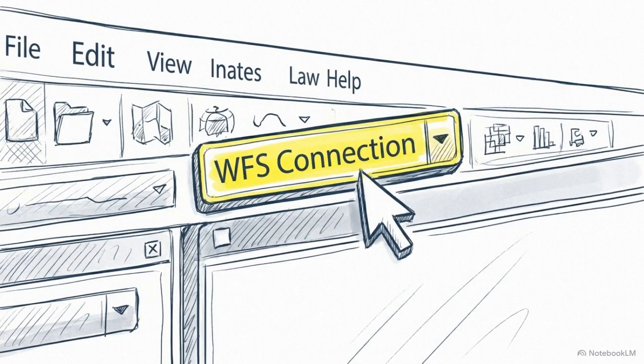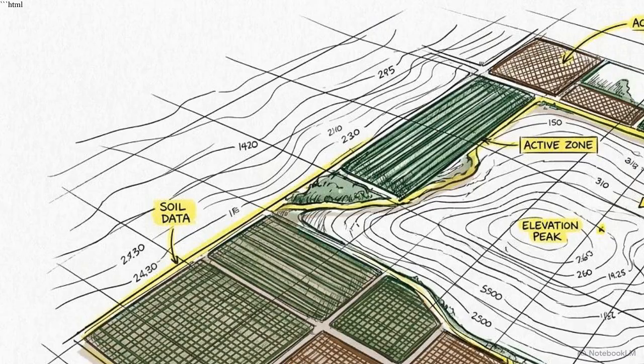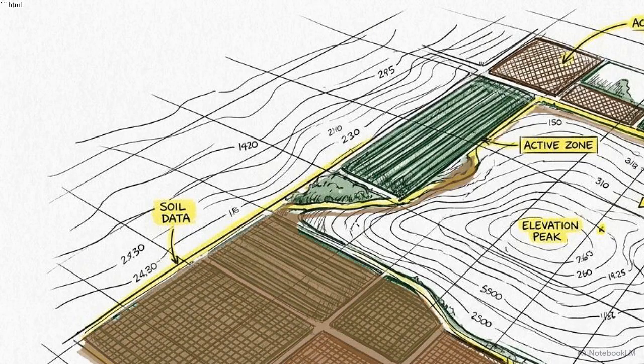Navigate to the Web Feature Service, or WFS, connection dialog in QGIS. Here, link a compliant government data source, like the USDA in the US, or the PDOK-BRP for Dutch crop parcels. Bringing these layers into your project populates the map with raw, unenriched geometric boundaries.